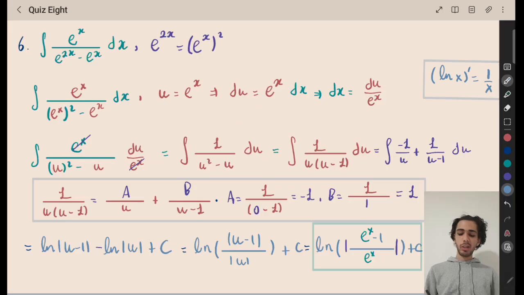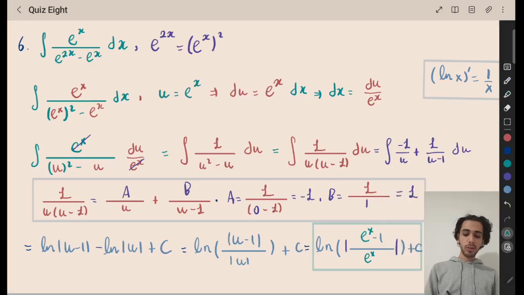Then I make a simple factorization, and with my knowledge of partial fractions, I do the partial fraction algorithm. The integral is very simple. If you know the derivative of ln of x, it's a famous derivative, I think. So you don't need to, for example, derive it from scratch. And then you just simplify using ln properties and plug in the original value for e to the x instead of u.